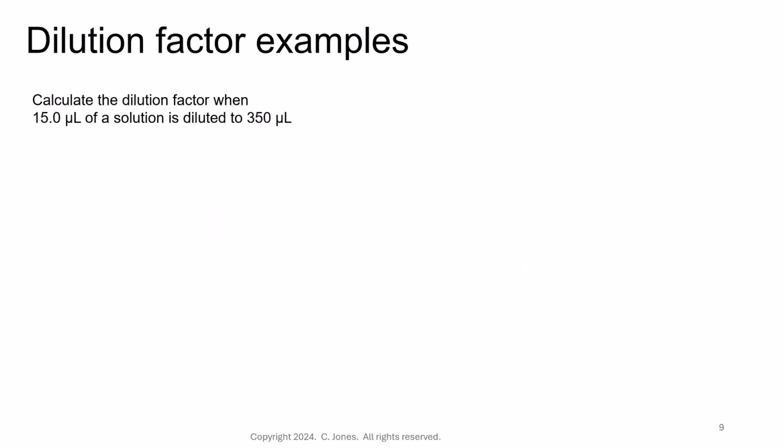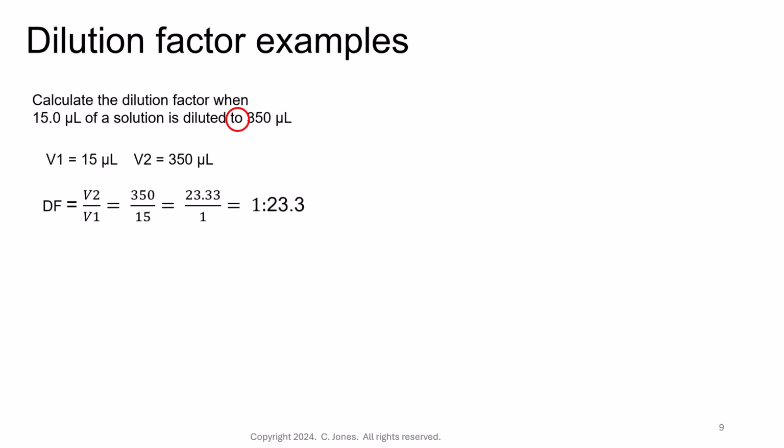Okay? So let's try another one. Calculate the dilution factor when 15 microliters of a solution is diluted to 350 microliters. So hopefully you're thinking "to" means that's our final volume. 350 microliters is our final volume. So V1 is 15 microliters, V2 is 350. Dilution factor is V2 over V1, 350 divided by 15. 23.33 over 1. That's what happens when we simplify this.